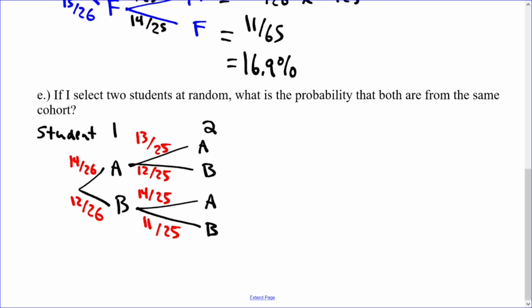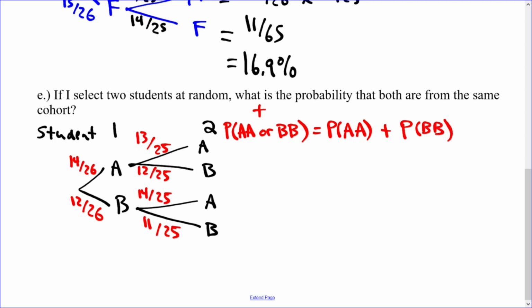Let's set up our problem now. So I want to find the probability of a student being from AA or BB. It's an OR problem, so these are mutually exclusive events, and when we see that, we are going to be adding. OR means add, and means multiply. So we're going to add, so it's going to be the probability of AA plus the probability of BB.